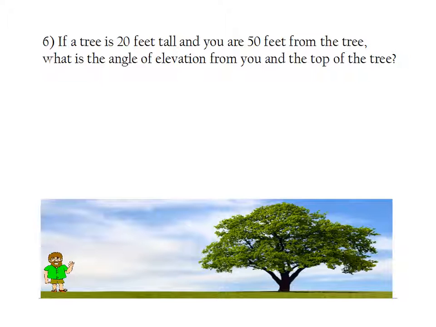Okay, another one. This one is very similar, but we're looking for something different. This time we are looking for that angle of elevation rather than us knowing what it is. We happen to know that the tree is 20 feet tall and that we are 50 feet from it. So here's our nice right triangle. 20 feet tall. That's 20, this is 50. We're looking for the angle of elevation.